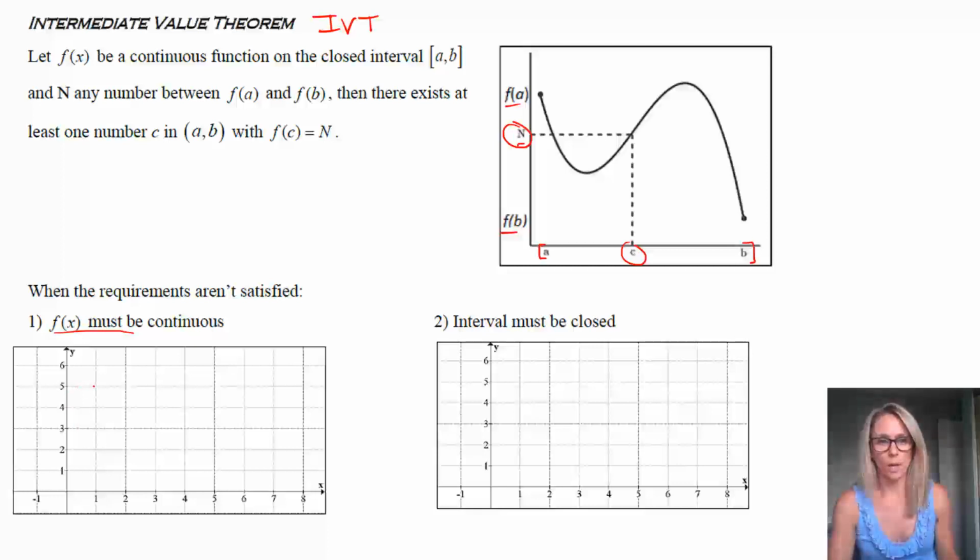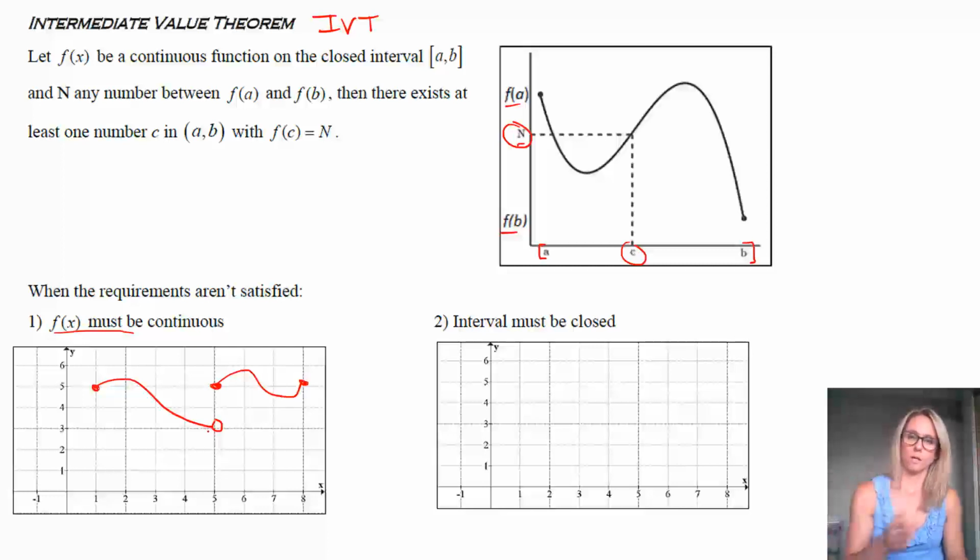If you were just like, okay, it's going to go here, and then it's going to go down to here, and then it's going to be up here, and then it's going to go like this. Okay. Right here, because this is discontinuous, it has a discontinuity in it, the IVT doesn't work. You can't use the IVT. You have to be continuous on the interval.